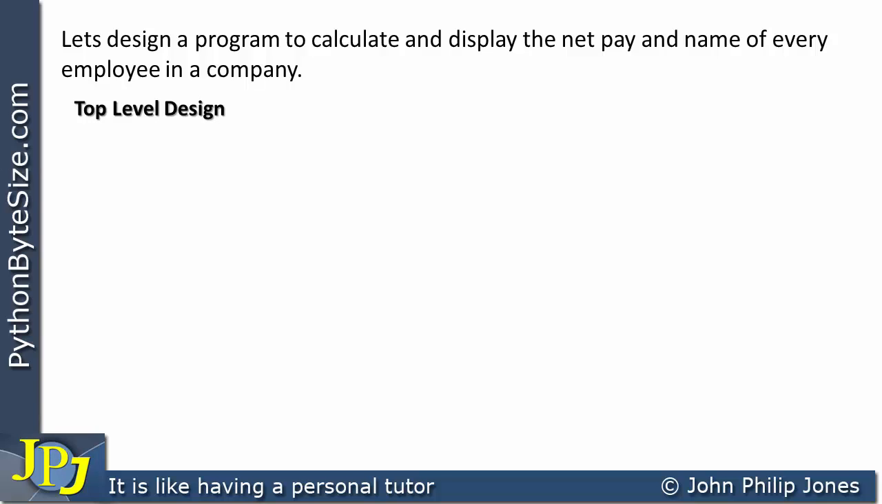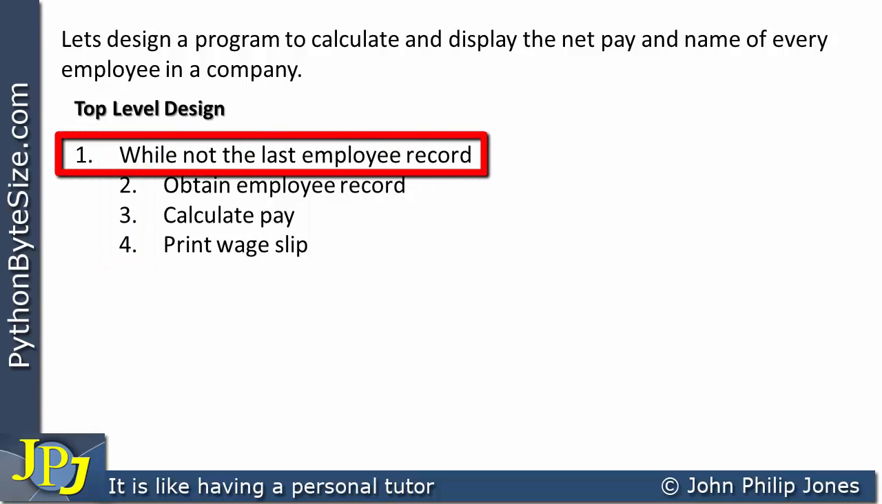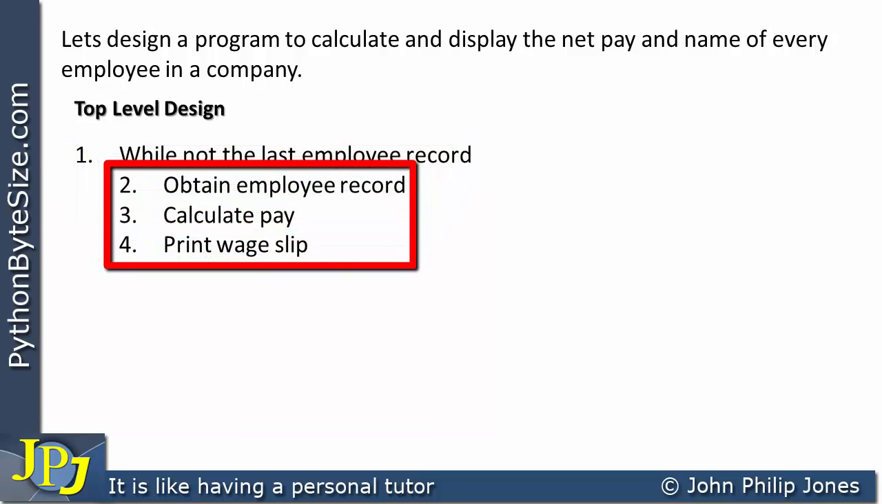And the design I would come up with would look something like this. And we can see I've numbered all of the lines. If we look at the first line, it says, while not the last employee record. In other words, I'm going to be looking at each employee in turn, and for each of those employees, I'll be doing these 3 steps here, steps 2 through to 4. And have a look and you can see that they are indented, suggesting that they are inside a loop.